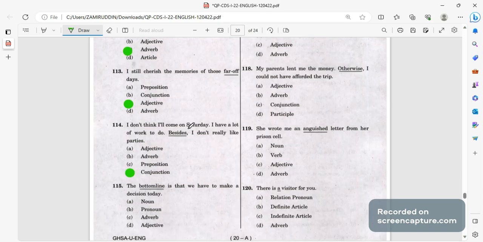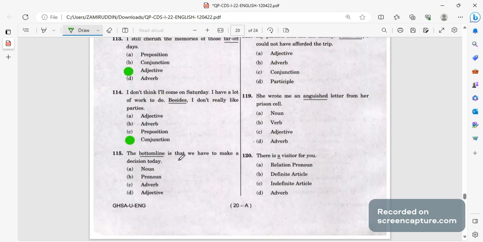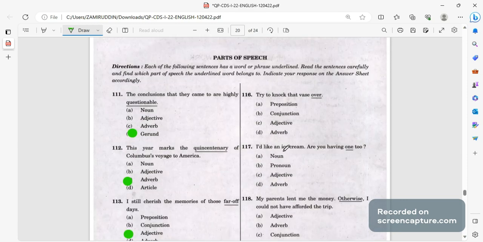Then besides is one of the conjunctions that we use. We are connecting two words. Besides, I don't really like parties. Bottom line is one of the nouns that we are using. Try to knock that vase over. Over is an adverb. We are knocking that vase over. तो knock का बता रहा है. Knock is the verb and we are determining how to knock.